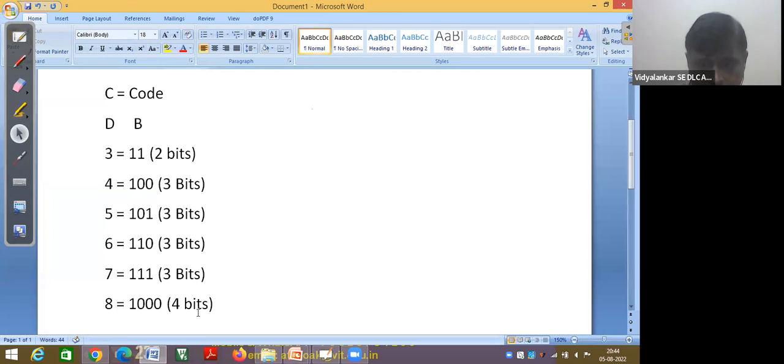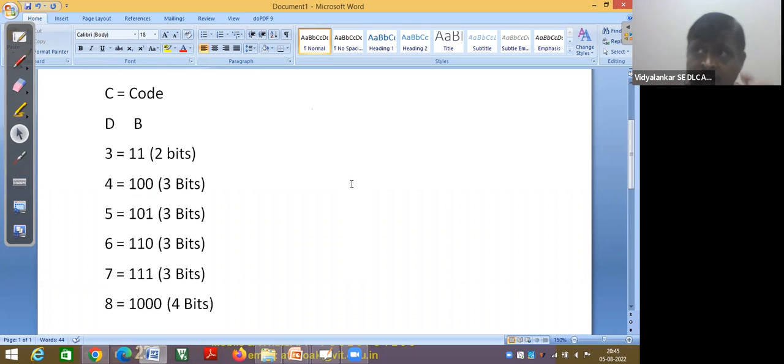That means every decimal requires different number of bits. Like 3 requires 2 bits, 4 requires 3 bits, 5, 6, 7 require 3 bits, 8 requires 4 bits. And here what we need is some standardization. We cannot say that every digit in decimal requires different number of bits. It's not uniform. What you see is non-uniformity. We need that uniformity.